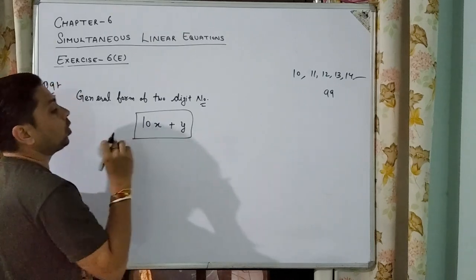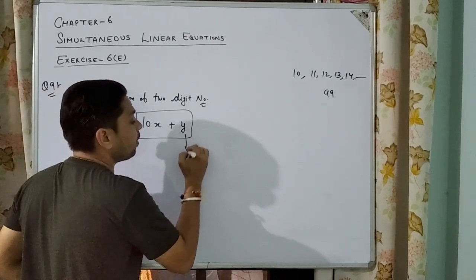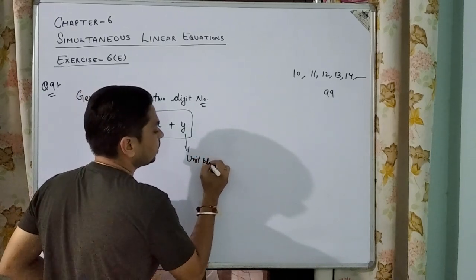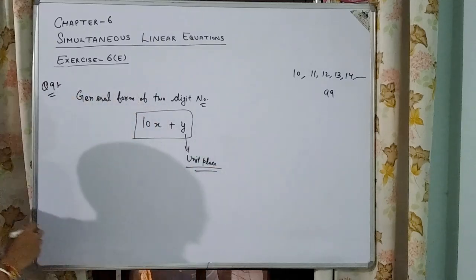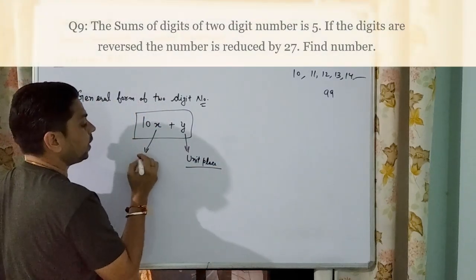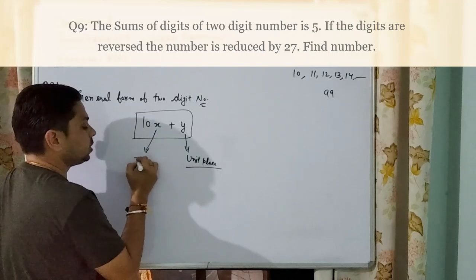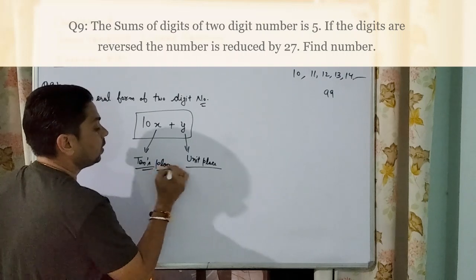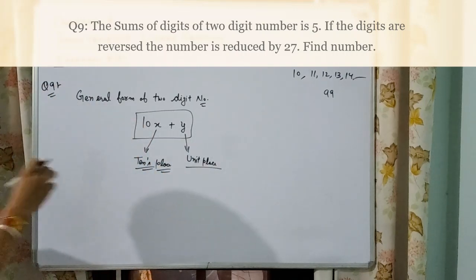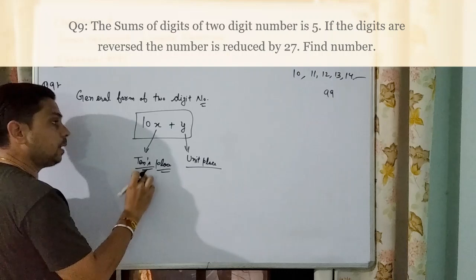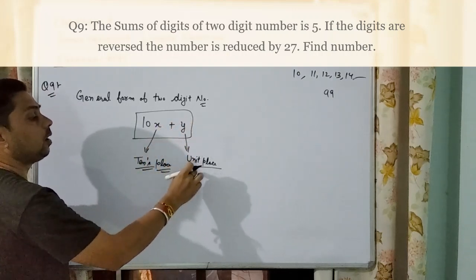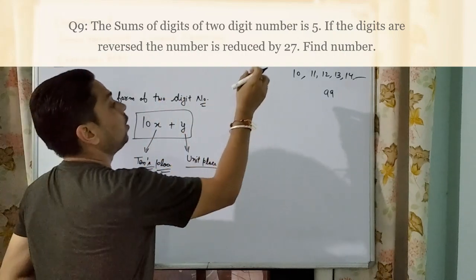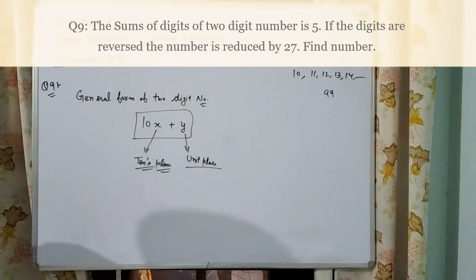Now one thing more you have to understand. y is the position of the number at the unit place, and x is the position of the digit at your tens place. Okay, this is what you have to understand. x is the position of your digit at the tens place, and y is the position of your digit at the unit place. And the general form of your two-digit number is 10x plus y here.